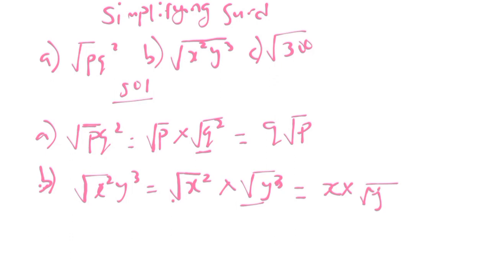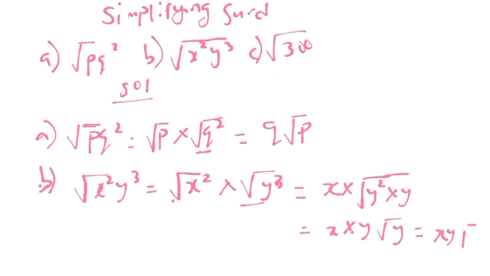Let me write it more clearly. I write y raised to the power of 3 as y raised to the power of 2 times y. The reason why I write it this way is so that I can take the square root of y raised to the power of 2. You get me? The square root of y squared is y, so it will be x times y. Then we have root y here, that is this other y. So the answer will be xy root y. Next we're going to do this.